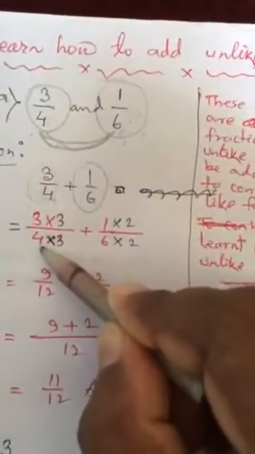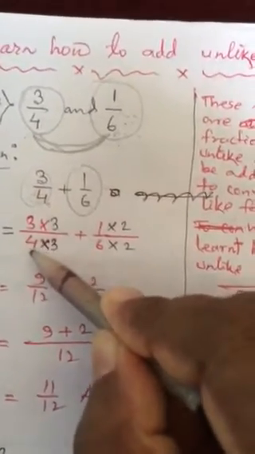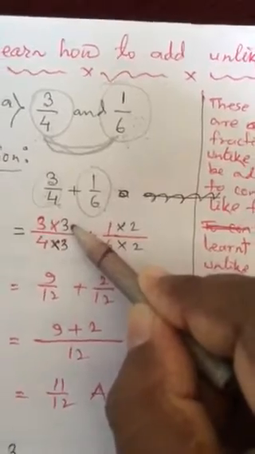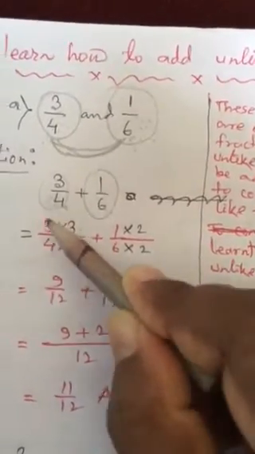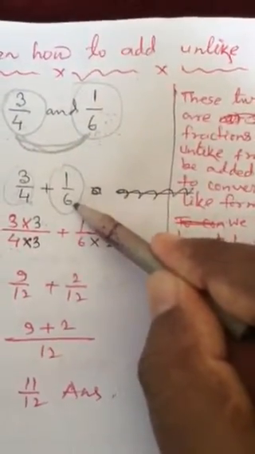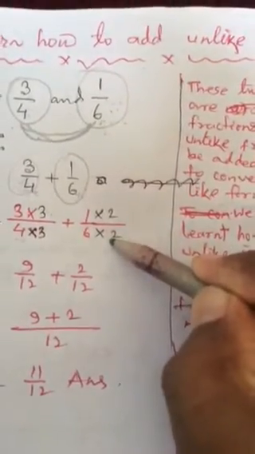To convert 4 into 12, we have to multiply 4 by 3. If you multiply the denominator by 3, the numerator should also be multiplied by 3. So, in that way, it will become 12. Now you see here, 6 also should be converted to 12. To convert 6 into 12, we have to multiply 6 by 2.